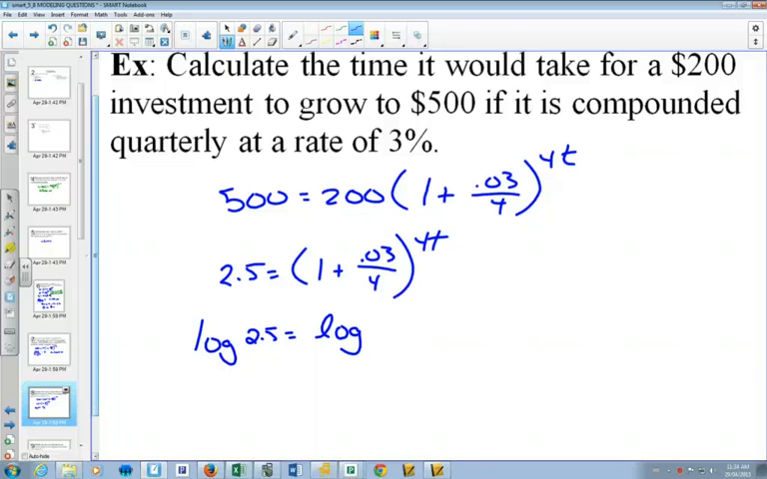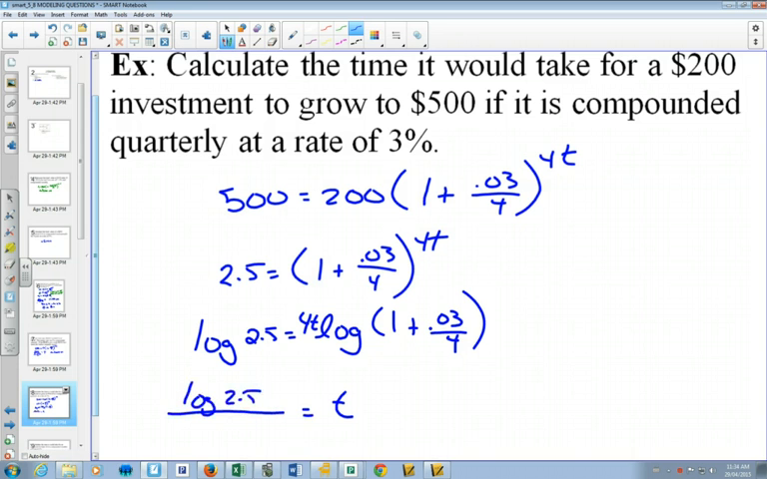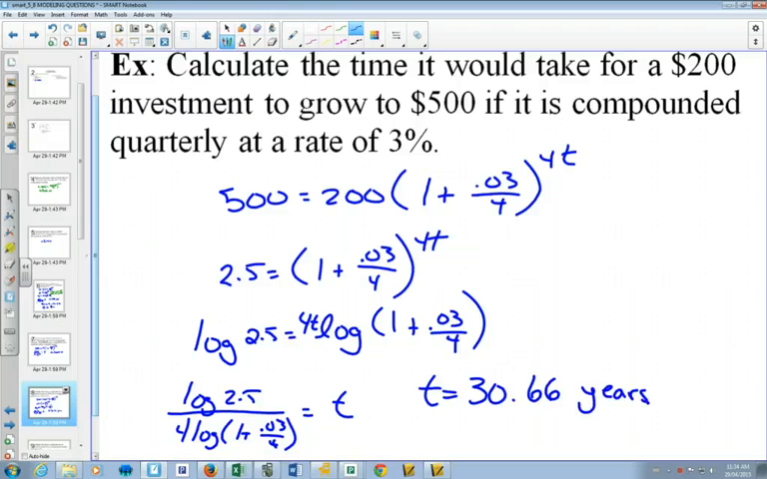Take the natural log as well. The 4t can come out in front, because now that 4t is the exponent to the whole thing. To find out what t is, we're going to have to divide: log 2.5, divided by 4 log of (1 plus 0.03 divided by 4). And someone who's already calculated, how many years is it? 30.66. 30.66 years. Excellent.